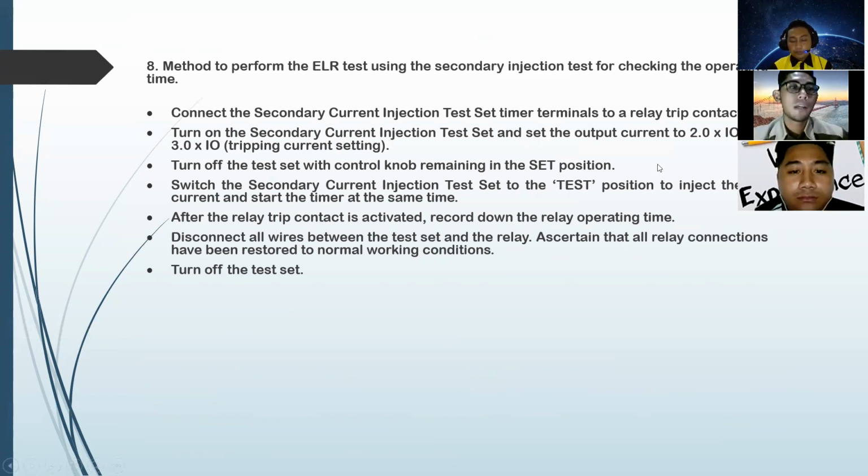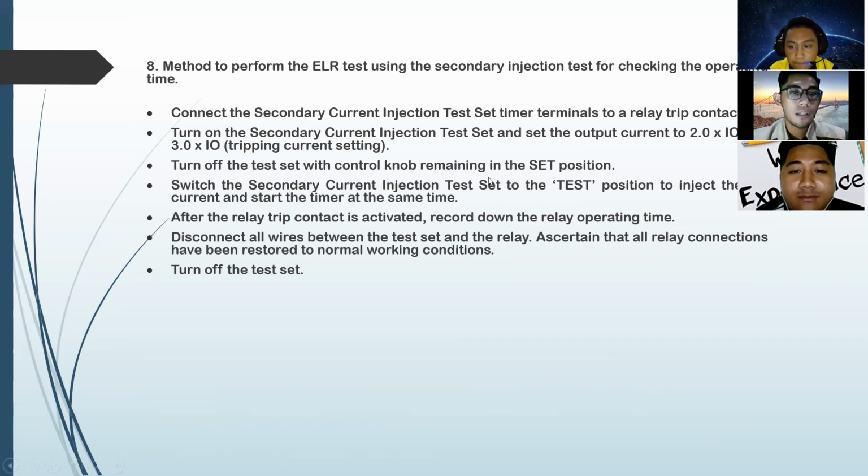Question number 8 is the method to perform the ELR test using the secondary injection test for checking the operating time. For number 1, connect the secondary current injection test set timer terminal to the relay trip contact. Next, turn on the secondary current injection test set and set the output current to 2.0 times and 3.0 times the I delta n tripping current setting. And then turn off the test set with the control knob remaining in the set position.